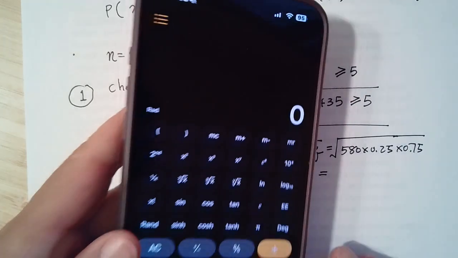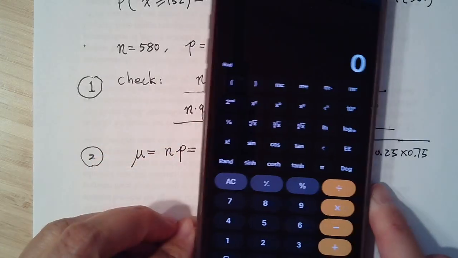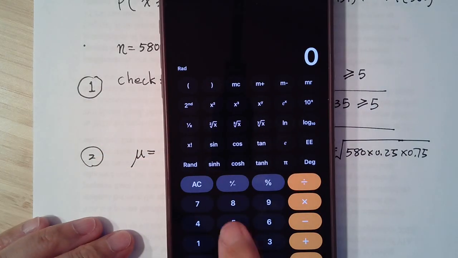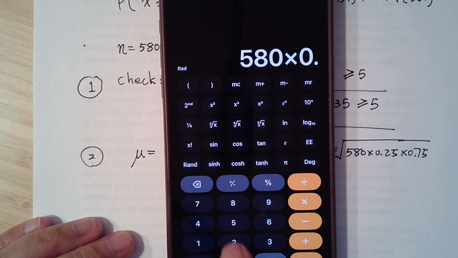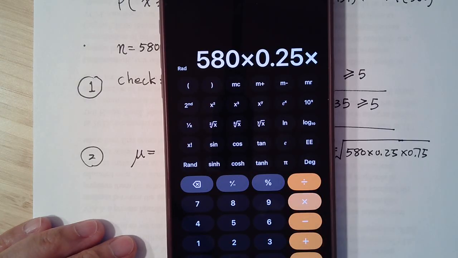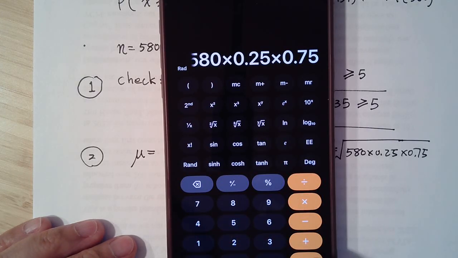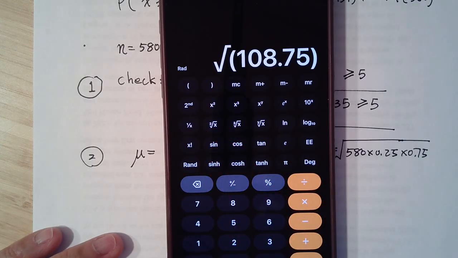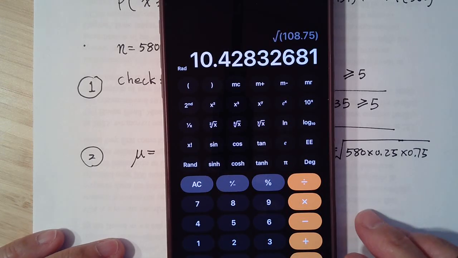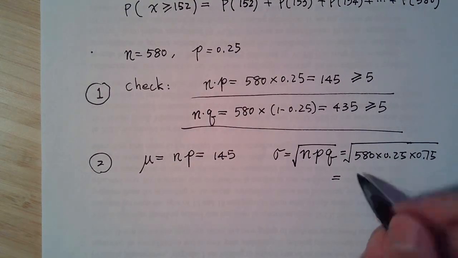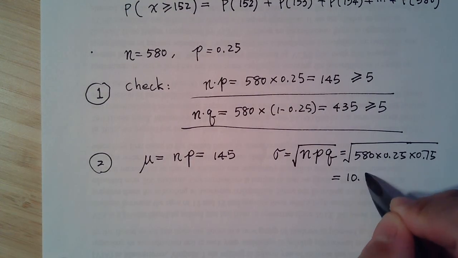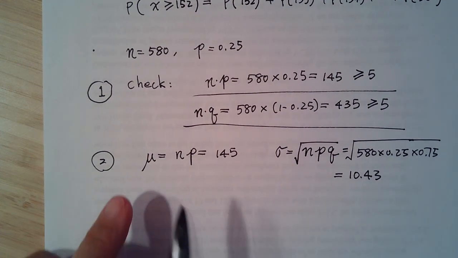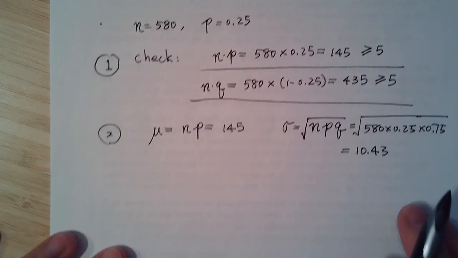So if you have this calculator, you're going to do 580 times 0.25 times 0.75 equals 108.75, and then take a square root of it. Ding, I get 10.43. So the standard deviation is 10.43. All right, so we have the mean, we have standard deviation.